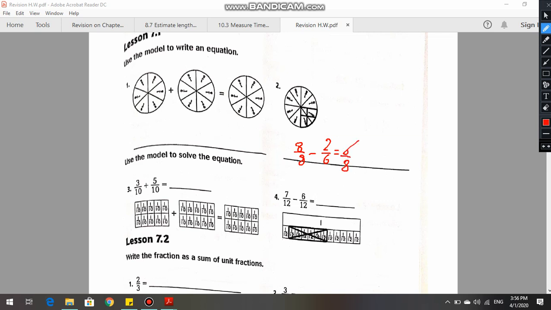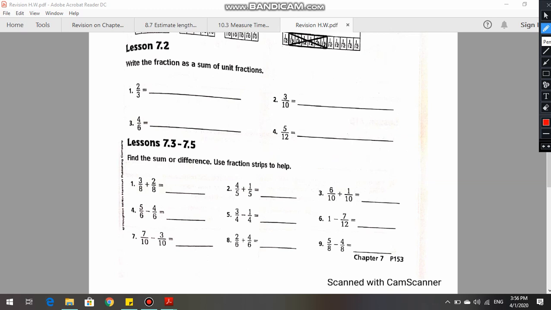Now here 3 plus 5 equals 8 and denominator never change. Now 7 minus 6 equals 1 and denominator never change.